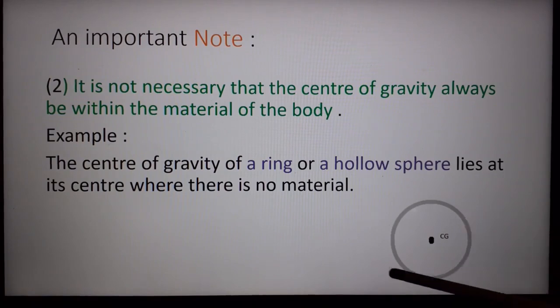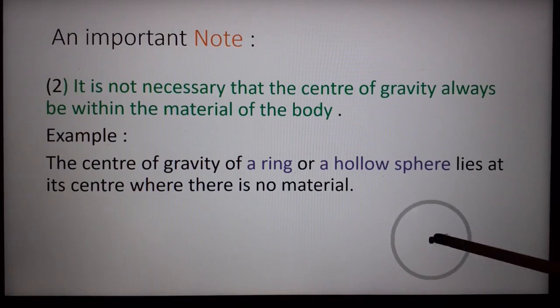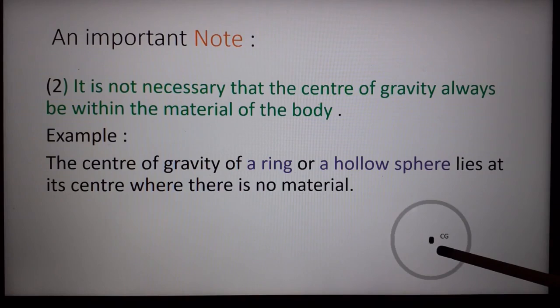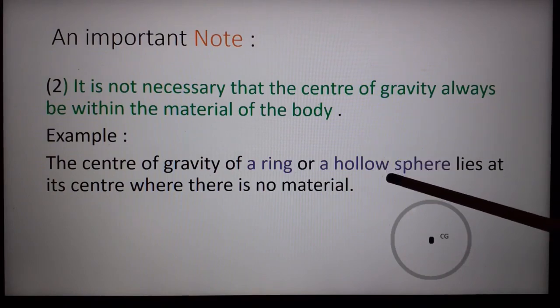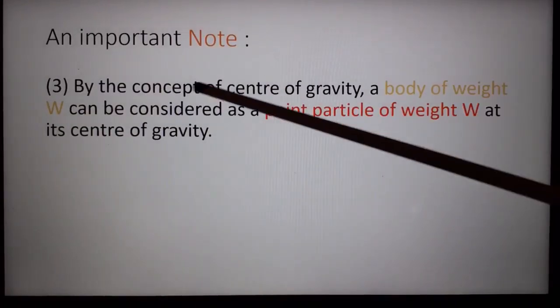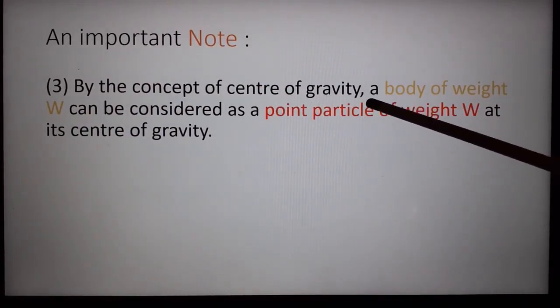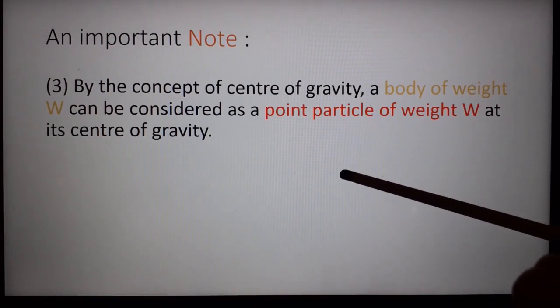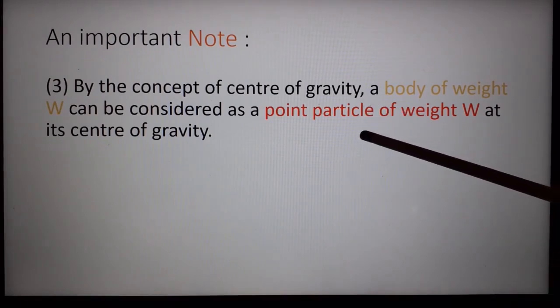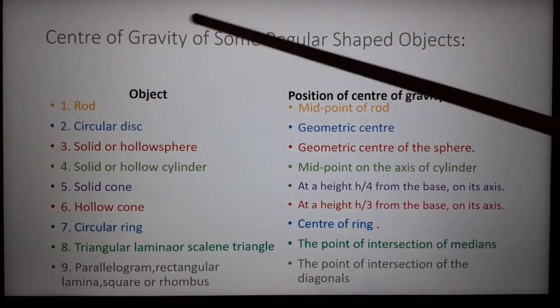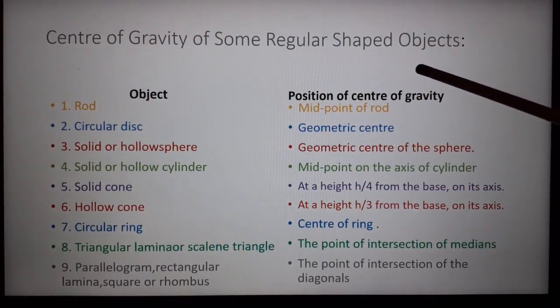The material of the ring is the grey colored part, but the center of gravity is in air, right? So make sure it's not necessary that it should lie within the material of that object. Clear? The same is true for a hollow sphere as well. Third important notice: by the concept of center of gravity, a body of weight W can be considered as a point particle having weight W.